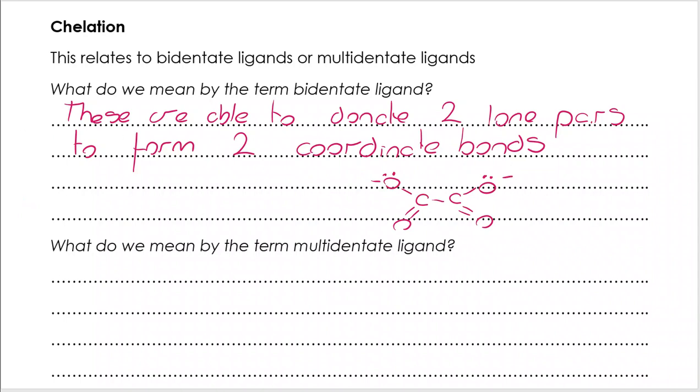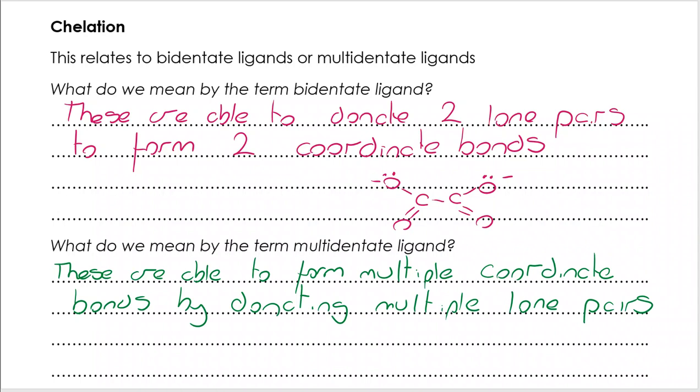A multidentate ligand, well, that can form multiple coordinate bonds. It can donate multiple lone pairs. EDTA is the key example here. That can form 6 coordinate bonds. You will not need to be able to draw it.